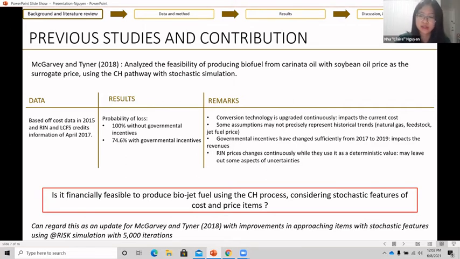And there are a number of features of their study. Their study is based off the cost data in 2015, and they use the credit values for RIN and LCFS for April 2017.